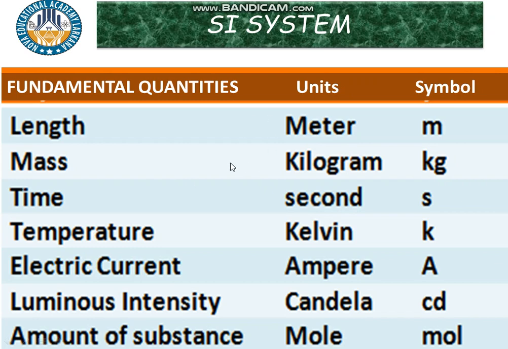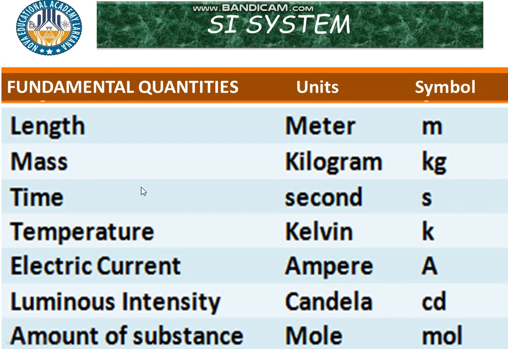Dear student, in the SI system, not only 7 fundamental quantities were given, but their specific units were also given. Along with the specific units, their official symbols were given. So that's why the SI system has a particular importance. Length, the unit of length is meter, the symbol is m. Mass, time, temperature, and so on.